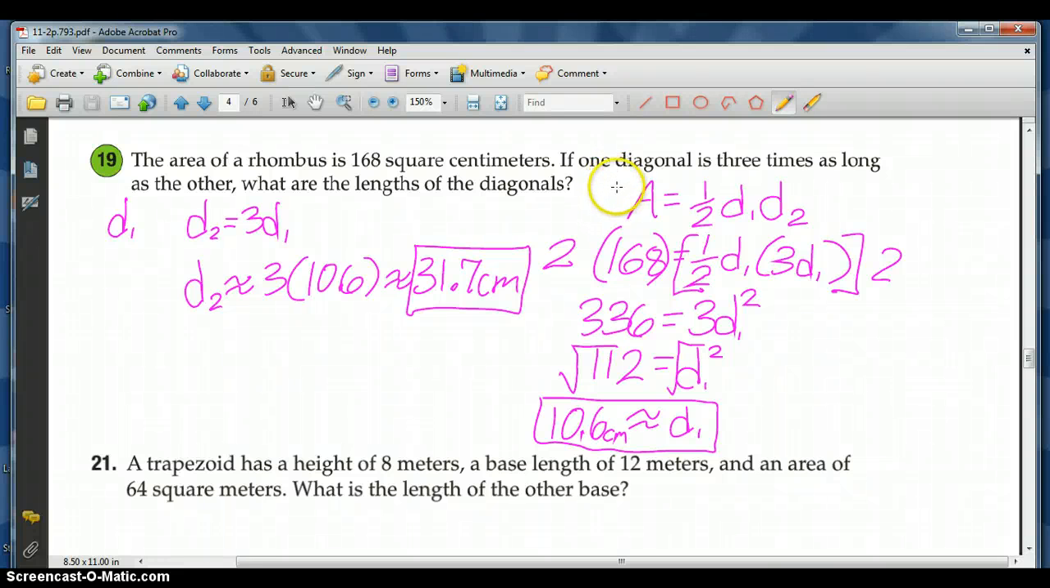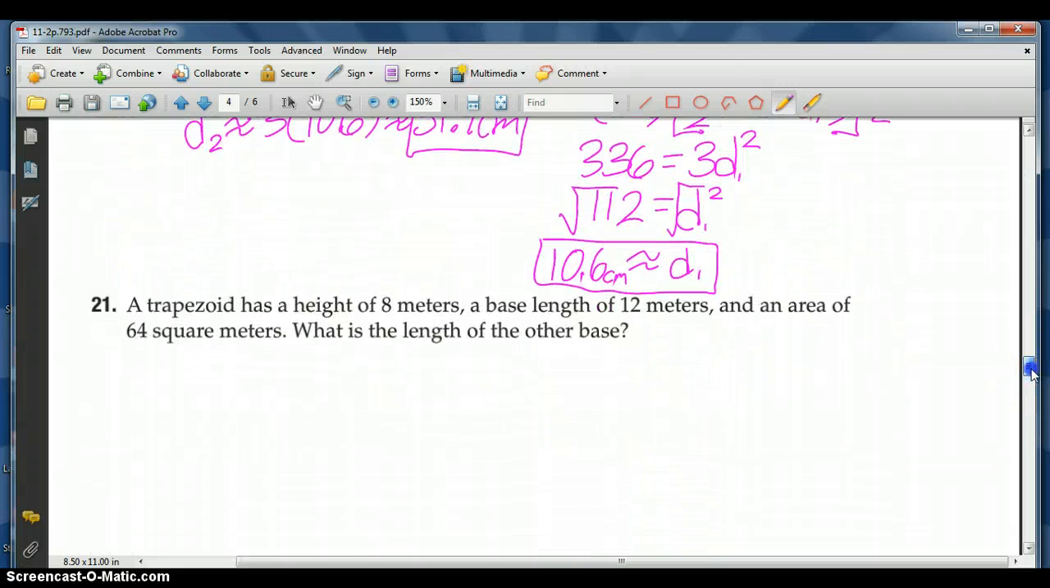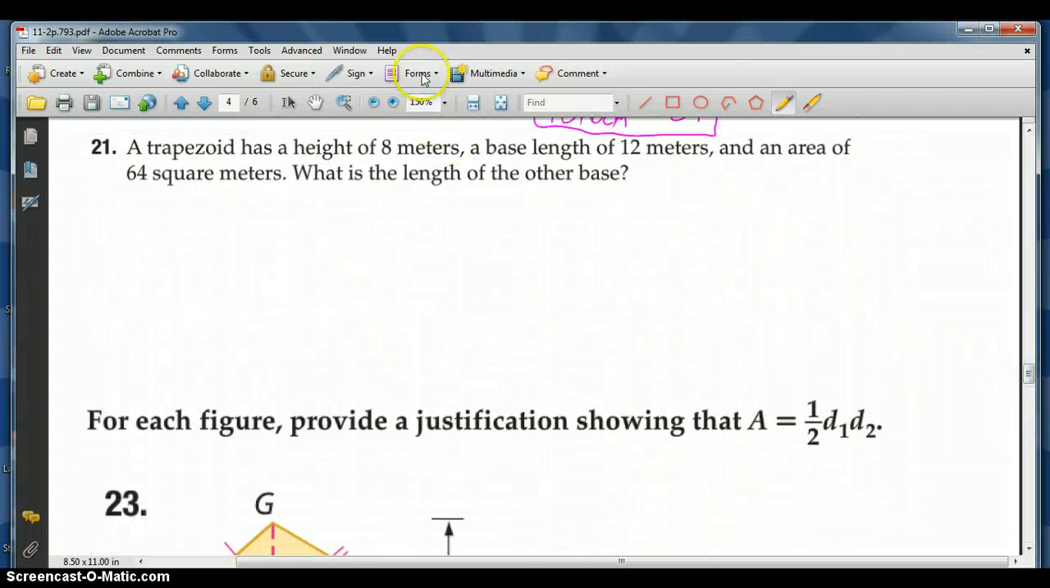Okay, we're in section 11.2, trapezoids, rhombuses, and kites, on number 21. Our directions for 21 are to find each missing length. The trapezoid has a height of 8 meters, a base length of 12 meters, and an area of 64 square meters. What is the length of the other base?